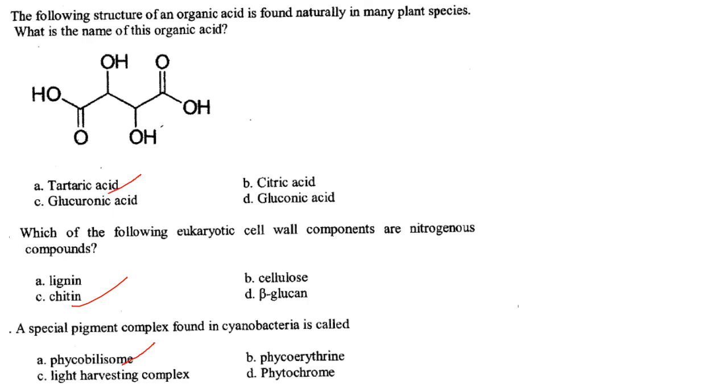Answer is option A. Which of the following eukaryotic cell wall components are nitrogenous compounds? So answer is chitin. Answer is option C. Beta glucans are polymers of glucose and do not contain nitrogen. So answer is option C. Then lignin and cellulose, you all know it. A special pigment complex found in cyanobacteria is called phycobilisome. Answer is option A.